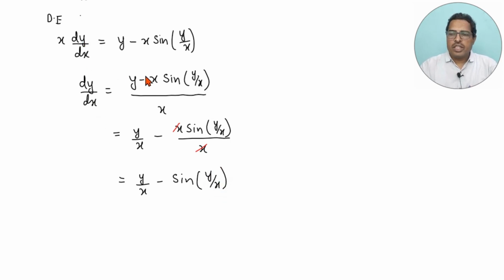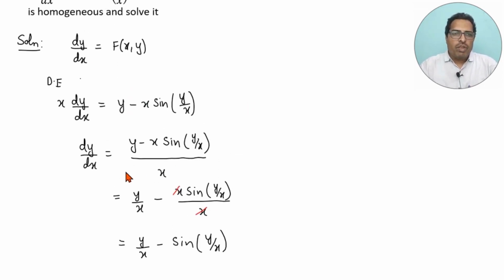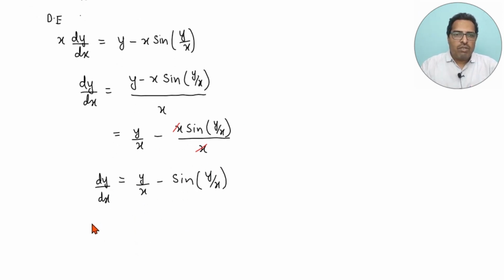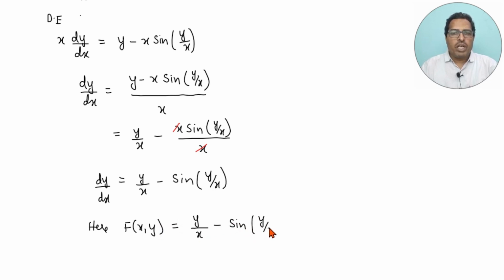Now can you see that we have expressed the differential equation dy by dx in the form of f of x comma y. When you compare these two equations, the right hand side value f of x comma y is obtained. So therefore we have the value of f of x comma y to be equal to y by x minus sine of y by x.